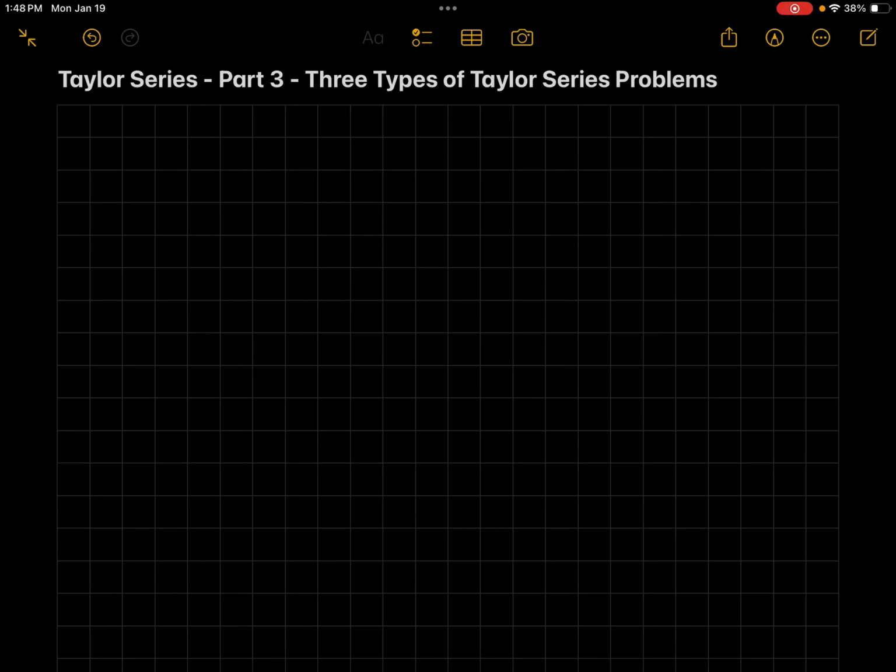Taylor Series Part 3. In this part, we're going to look at three typical types of Taylor Series problems. Starting with the first type, which is one where we need to take all the derivatives.